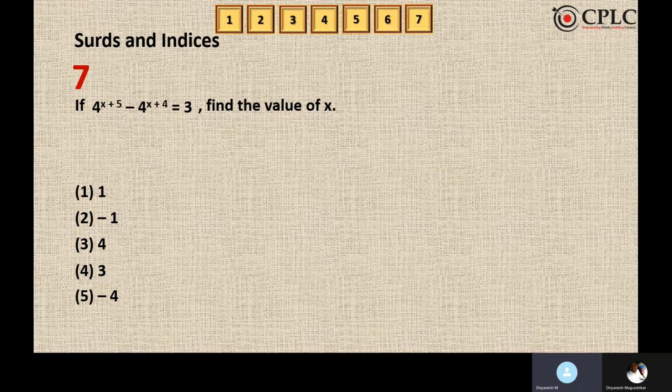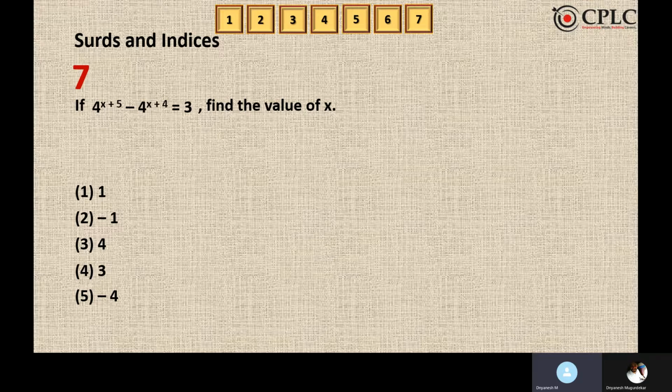When you observe the powers x plus 5 and x plus 4, you realize that they are two consecutive powers of 4, back to back powers of 4, and their value difference is 3. When you think from that perspective, which consecutive powers of 4 have a value difference of 3? It is 4 raised to 1, which is 4, and 4 raised to 0, which is 1, and 4 minus 1 will be 3.